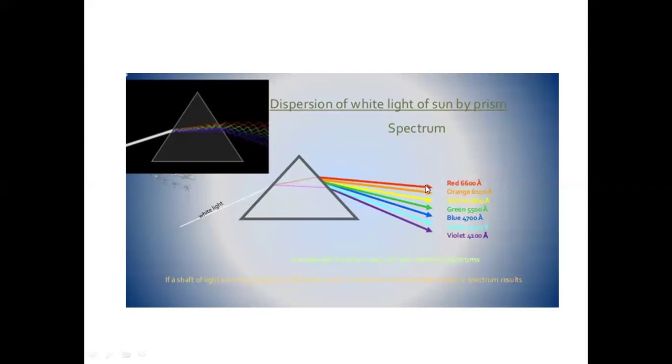Okay, so that is why red is at the top of this band of 7 colors, and violet color is at the bottom. These are the colors given in the order of increasing frequency. Red lowest frequency, violet highest frequency.